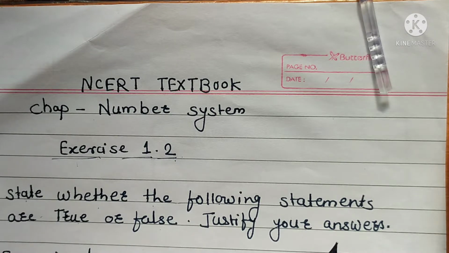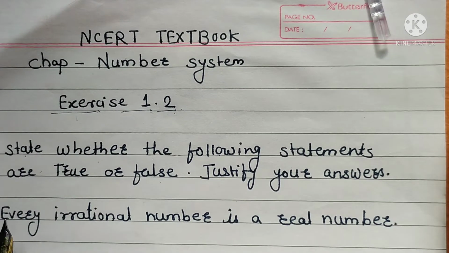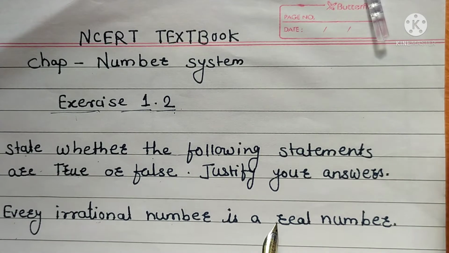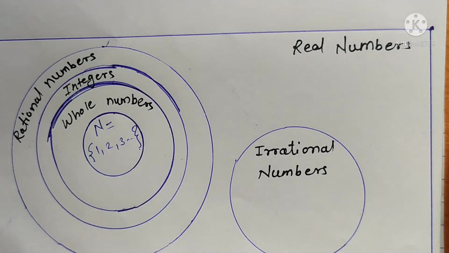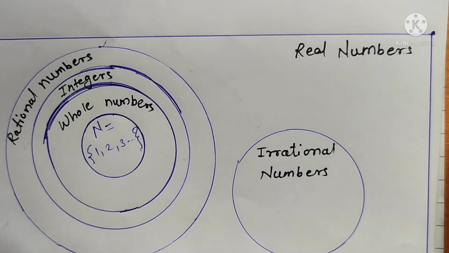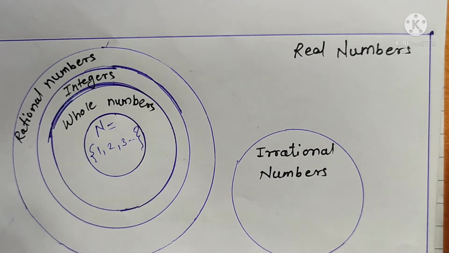The first statement is: every irrational number is a real number. What do you think about the statement? Is it true or false? Let's understand by the figure. When we think about the number system, there are different kinds of numbers present, and all these numbers are included under one heading, that is, real numbers.